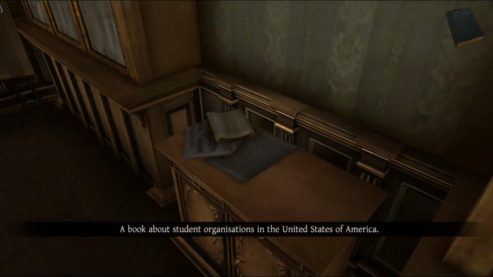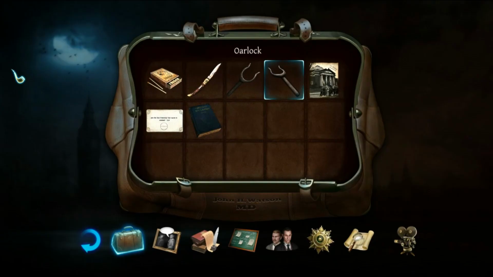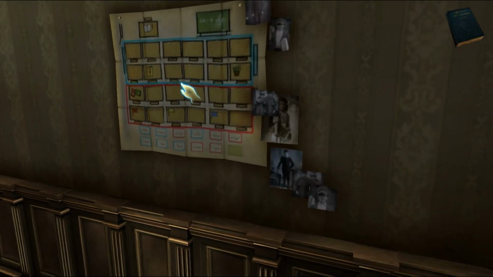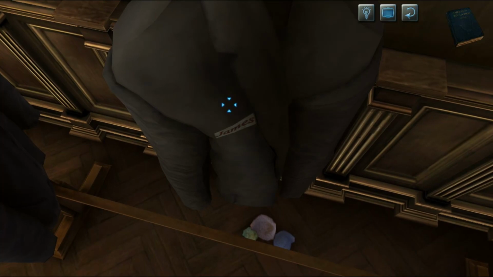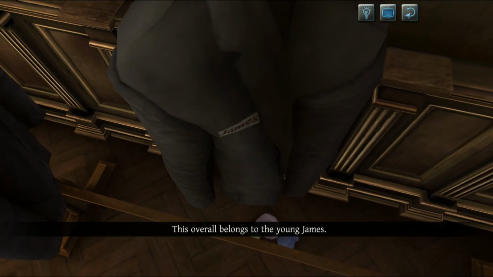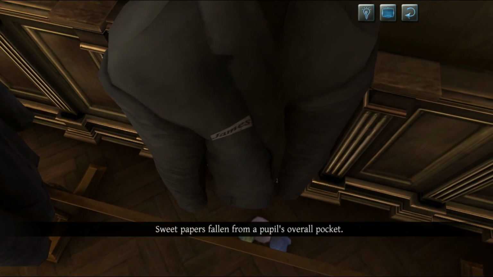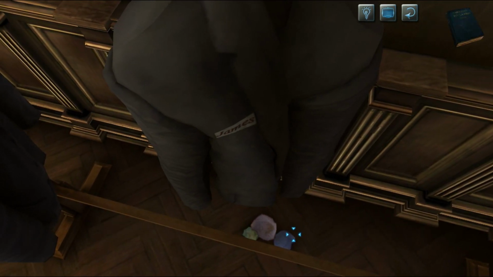A book about student organizations in the United States of America. Ooh. Oh, I can't actually read it. That'd be useful. Hello. This overall belongs to the young James. Sweet papers fallen from a pupil's overall pocket. Oh, is that it?